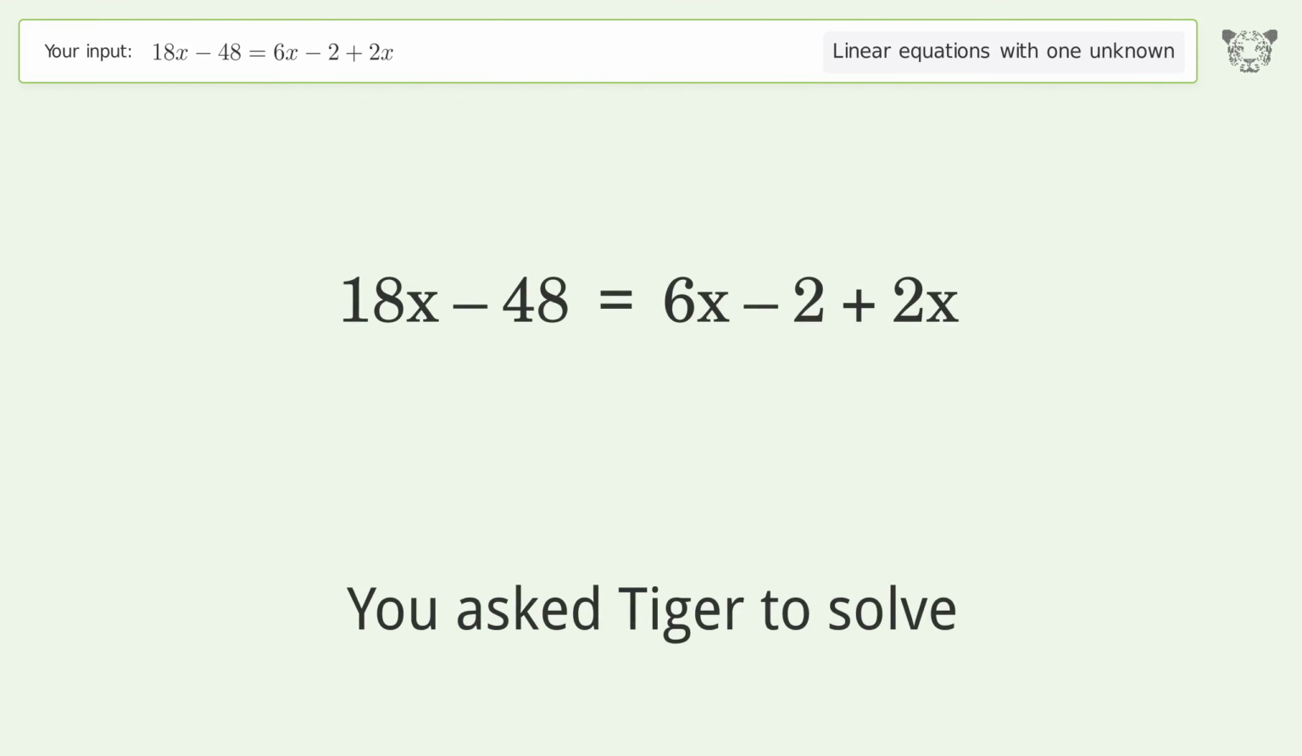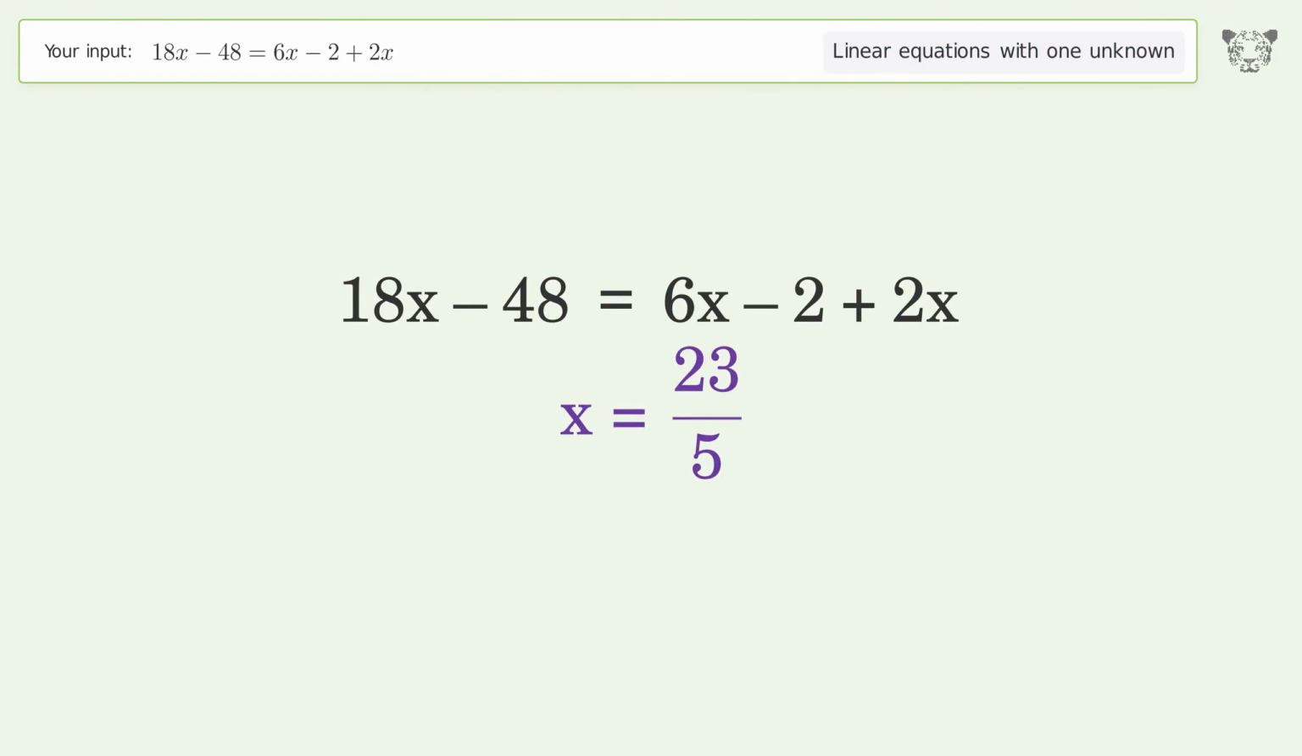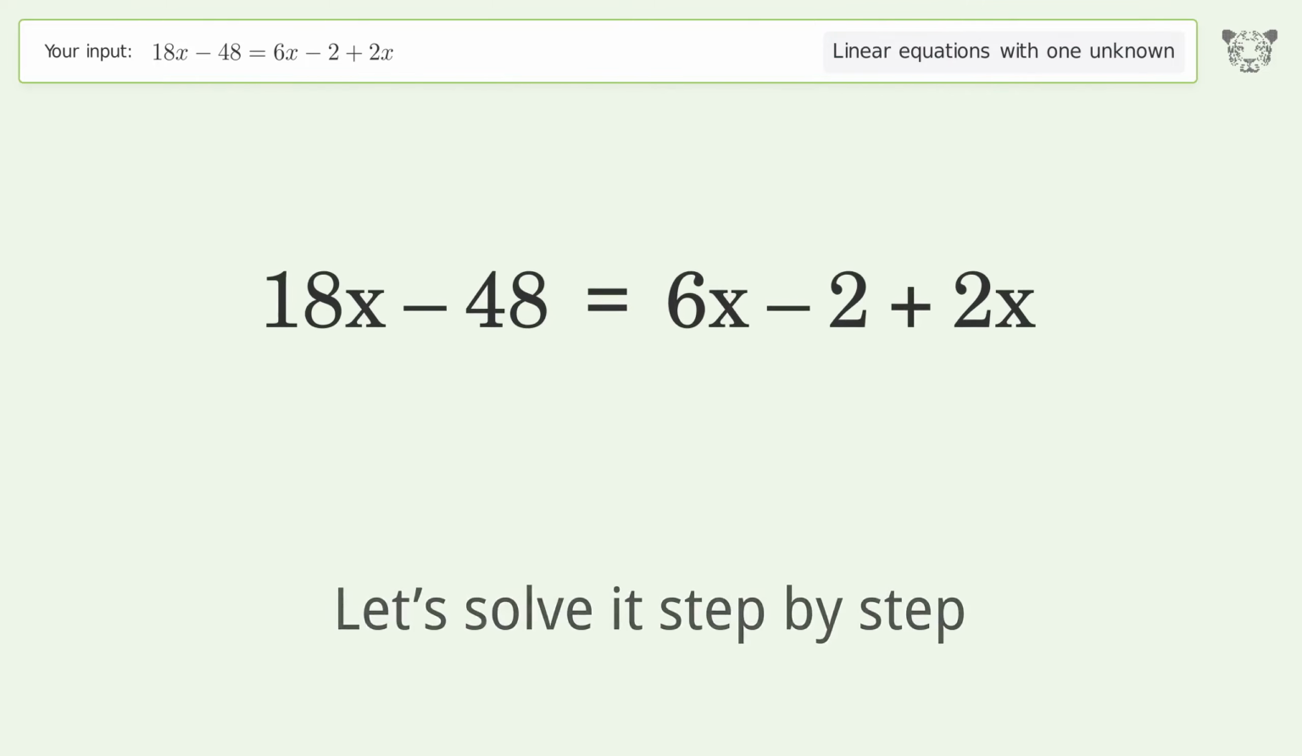You ask Tiger to solve this. It deals with linear equations with one unknown. The final result is x equals 23/5. Let's solve it step by step.